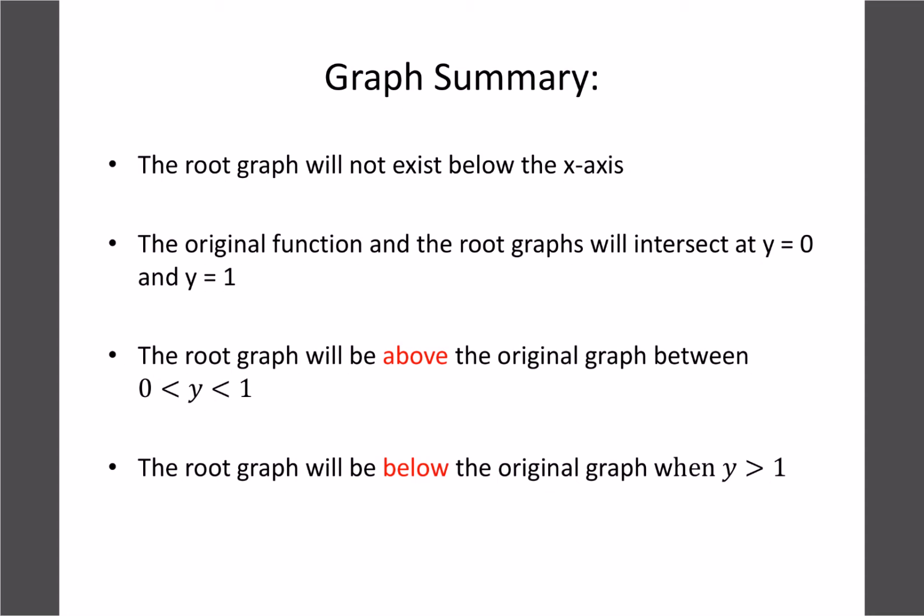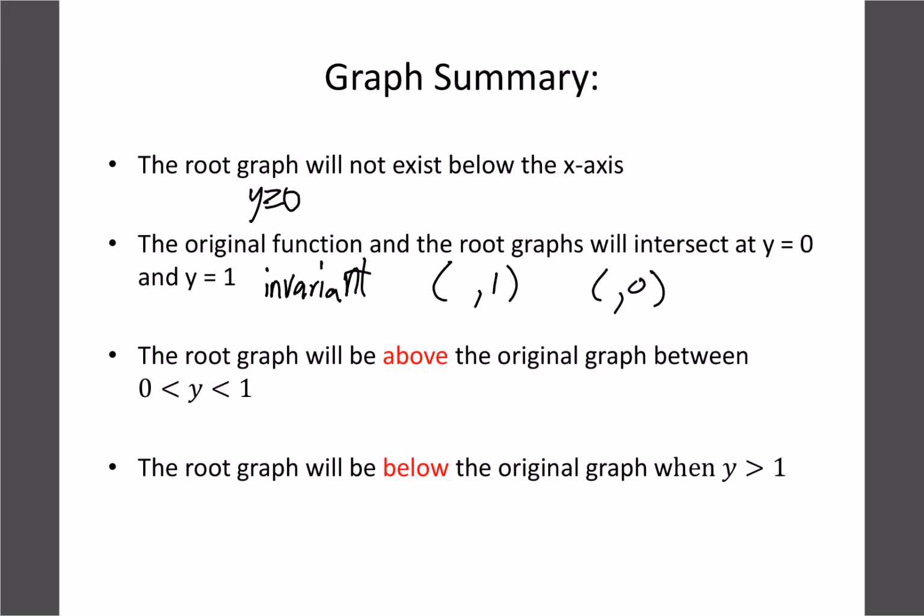So let's summarize all of that so far. Our root graph will never be below the x-axis because y has to be greater than or equal to 0. And we get invariance at whatever our x-coordinate is in 1 and whatever our x-coordinate is in 0. So those will always be at that point.